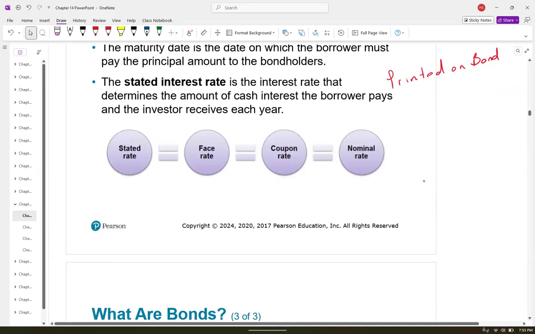They sometimes call it the coupon rate because a long time ago there would actually be coupons that you could detach from these bonds to get your interest off of them. Okay. It could be called the face rate. I usually call it stated rate. I don't really call it these, but I do know they could be called that. Okay, so we have nominal rate, again, printed on the bond.